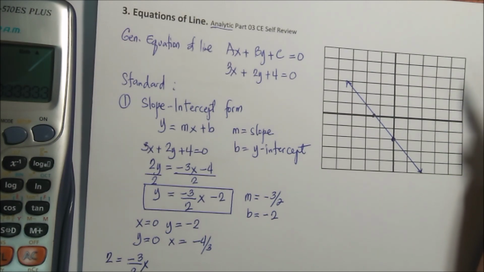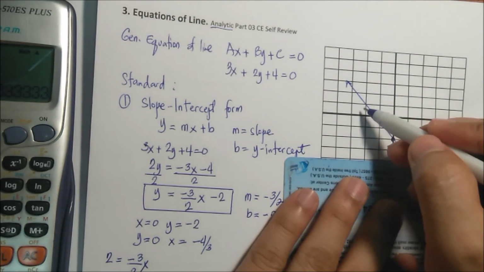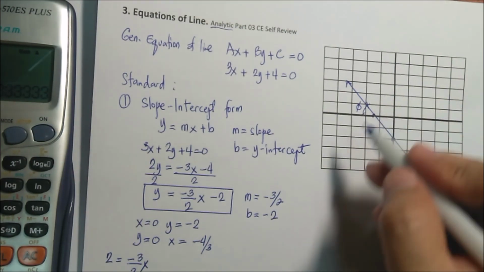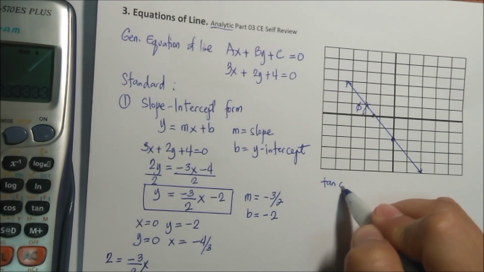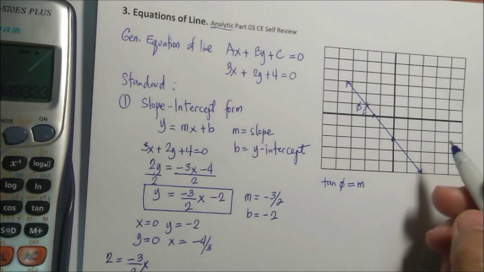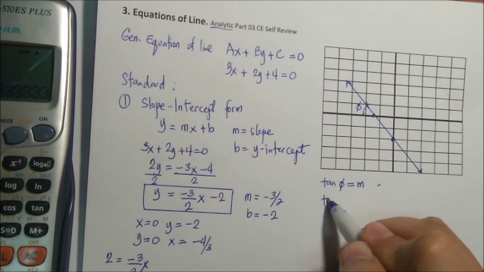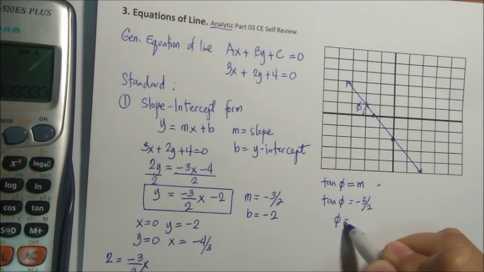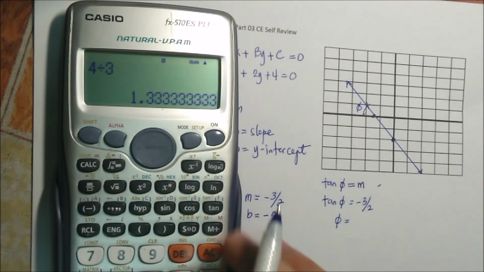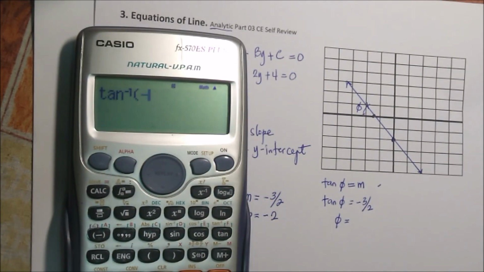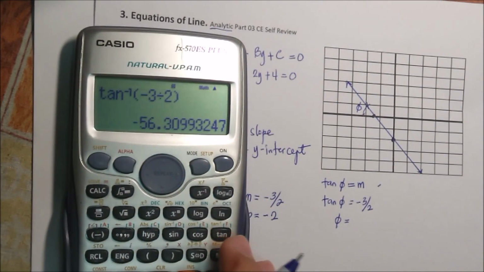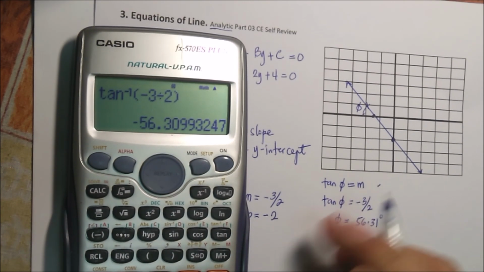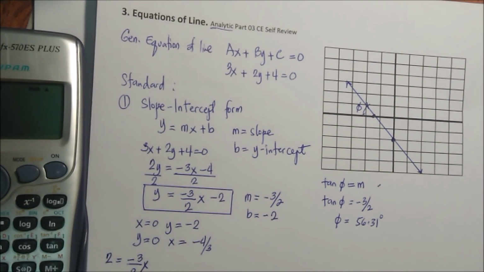Now if you want to know the inclination of the line with the x-axis, this angle, we have tangent theta equal to slope. Okay, this is our formula. So tangent theta is equal to negative 3/2. Theta is inverse tangent of negative 3 divided by 2, which is negative 56, or say 56.31 degrees.